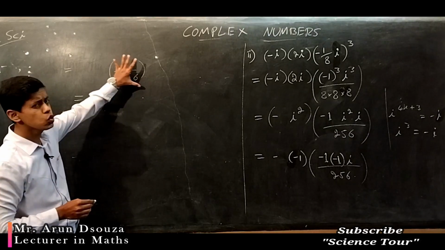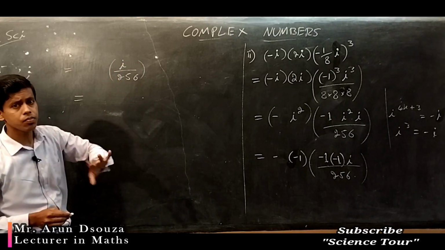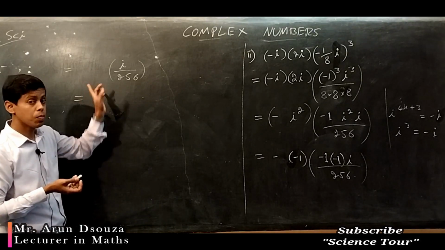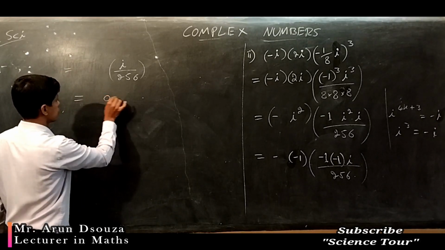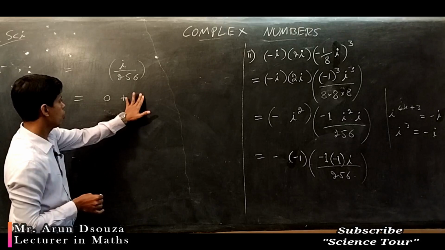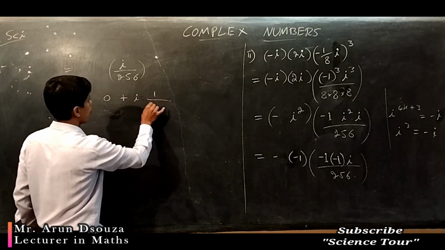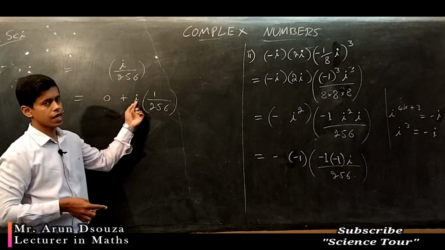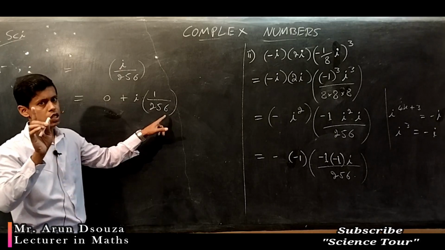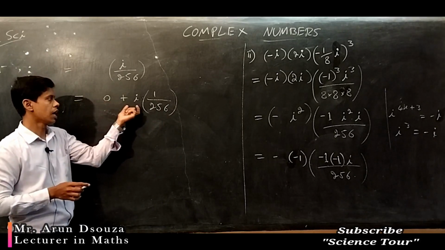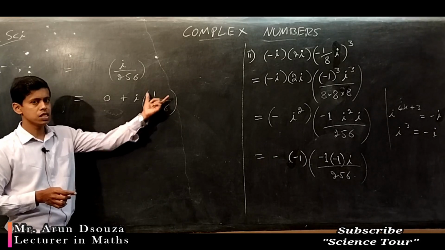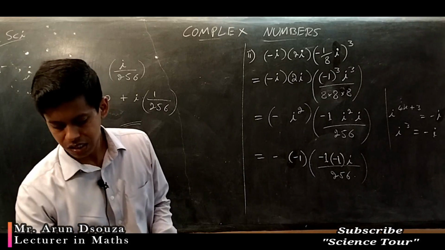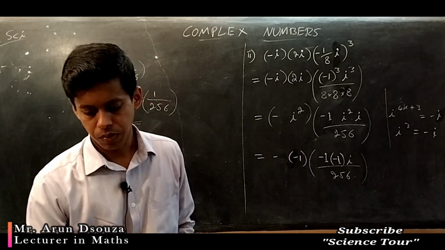Now what you can do is you have to write it in the form of a plus ib, correct? So how do you write that a plus ib? Do you have any real part here? You don't have a real part, so the real part you write as 0. Then what is the imaginary part? i divided by 256, we can write i into 1 by 256. So now this is of the form a plus ib, where b is 1 by 256. Okay, so this is about the second example.